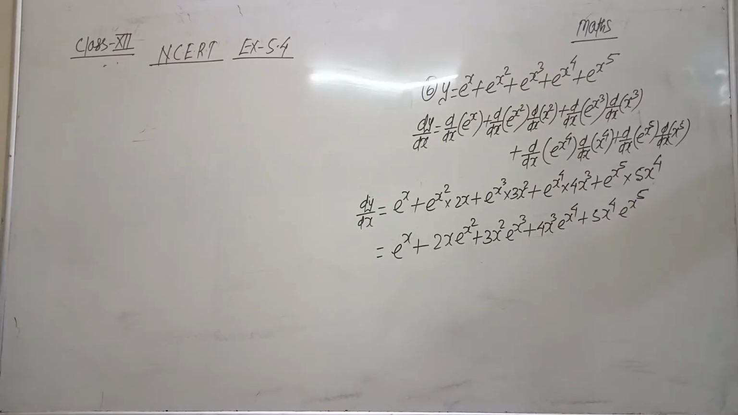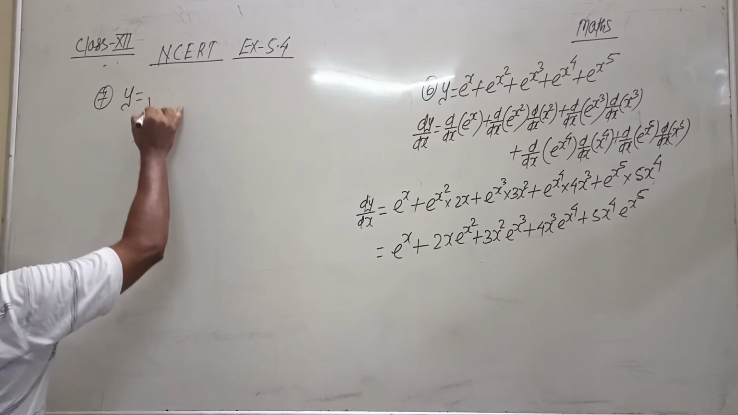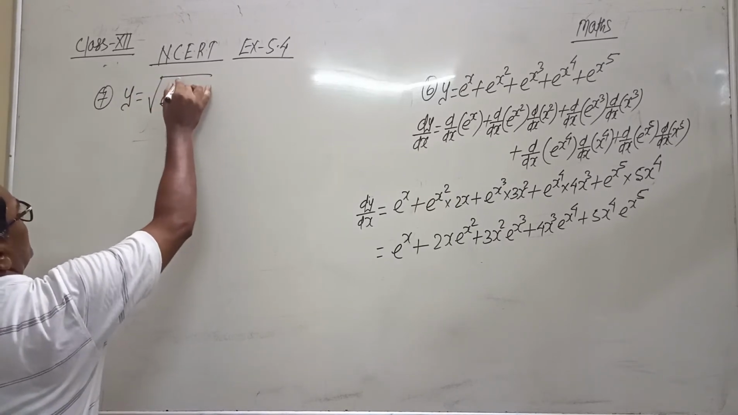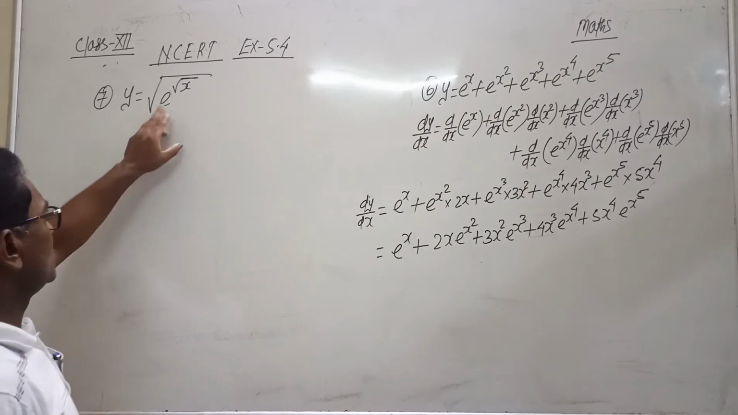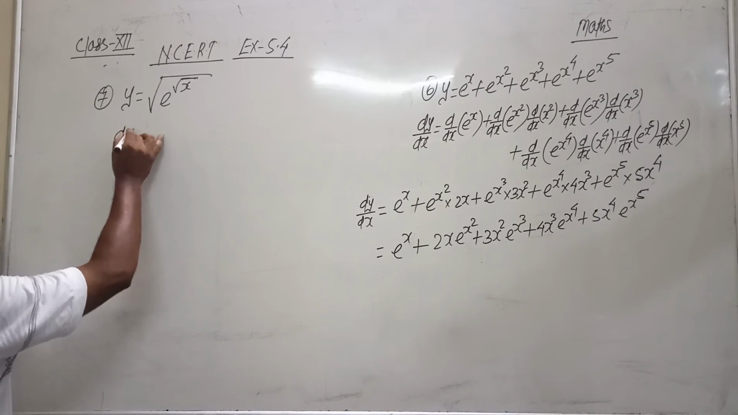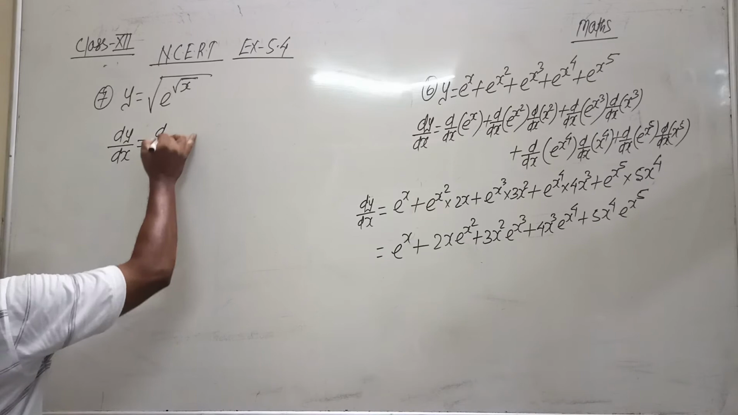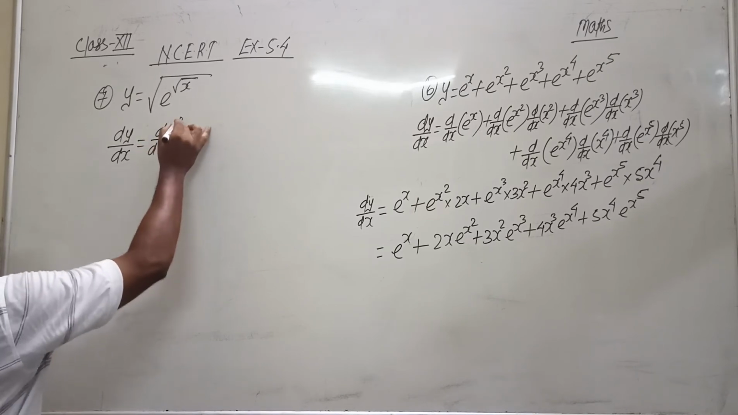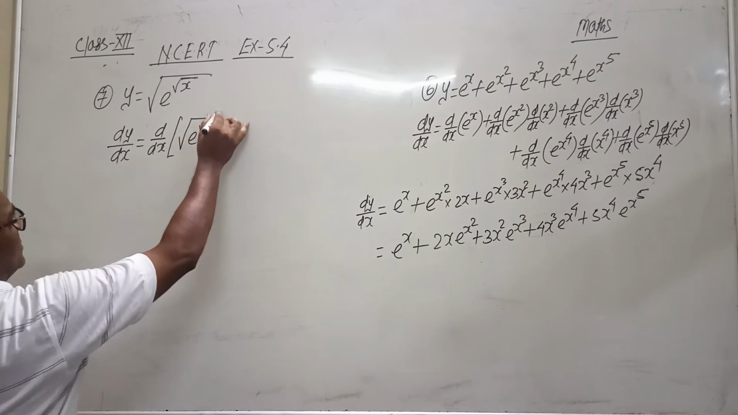See next question, question number 7. y equals to under root of e raised to the power root x. y equals to whole root e raised to the power root x. So firstly, differentiation of y, dy by dx. This whole term will be differentiated and it will be written d by dx of under root of e raised to the power root x.